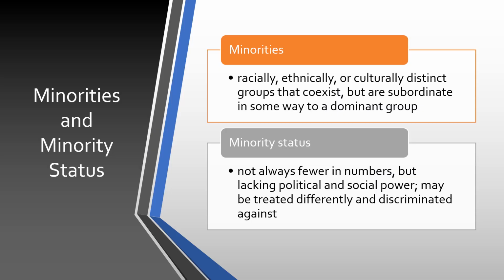So the term minority refers to racially, ethnically, or culturally distinct groups that coexist, but are subordinate in some way to a dominant group. We can also think about groups with numerical majority. They could also find themselves in a minority. For example, the number of men and women are roughly equal in the United States, but women experience social inequalities in most societies. So yes, women and men are maybe a majority, but if we're talking about women specifically, that's where they may become a minority.